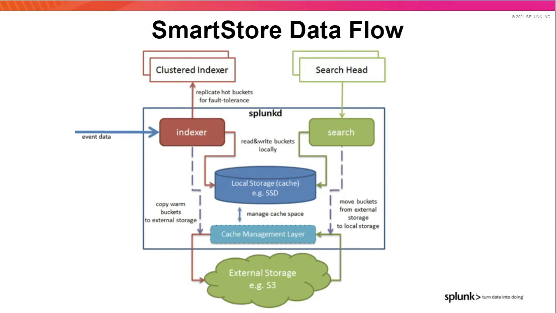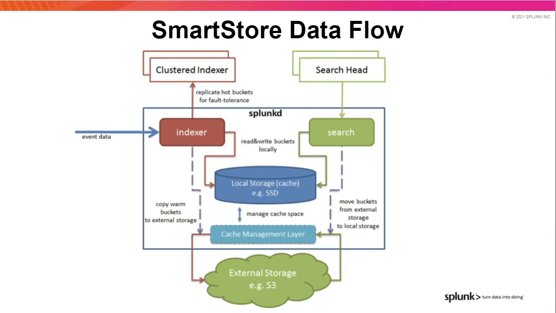On the right side, you see how a search is executed with SmartStore. For most searches, it's identical to non-SmartStore architecture. Based on our analysis, 98% of searches involve data from the last 30 days. And the cache manager ensures recently created data and frequently searched data is readily available in local cache. And if there is a cache miss, meaning buckets not available in the local cache, they are downloaded from the remote storage.